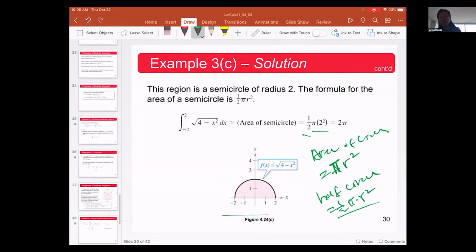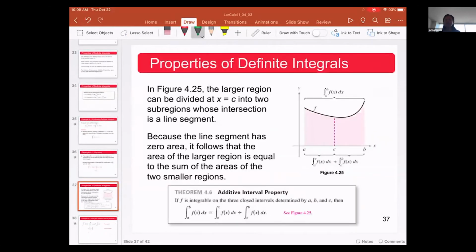All right, so now we're saying, okay, how about shapes like this? This shape is not anything that we know. It's not a triangle, it's not a trapezoid, it's not a rectangle, it has a curve. Look at this curve. I have no idea how to find the area of this, because the curve is not known. I don't know how to find it.